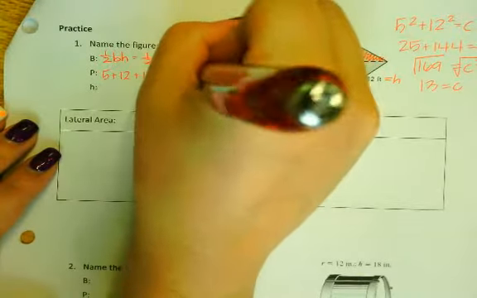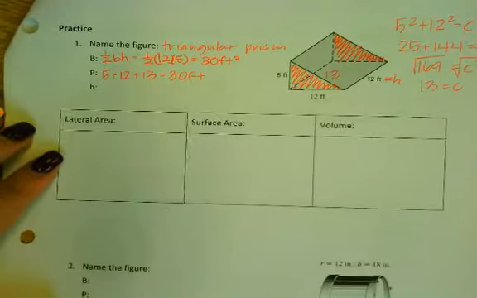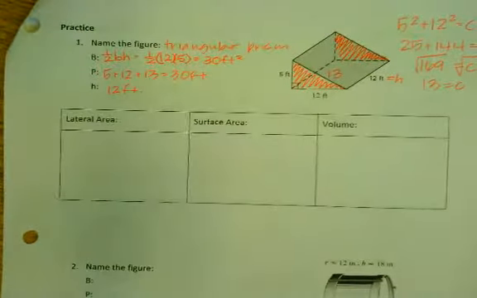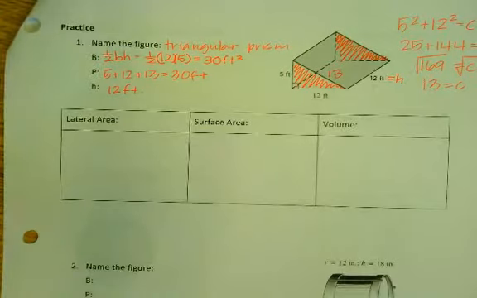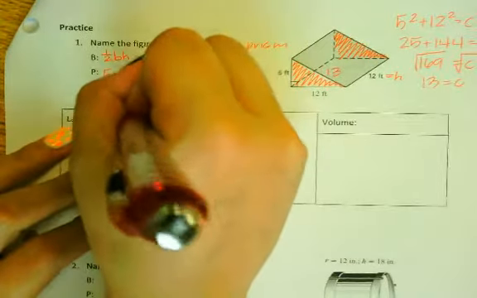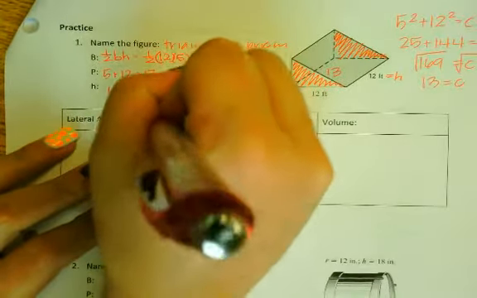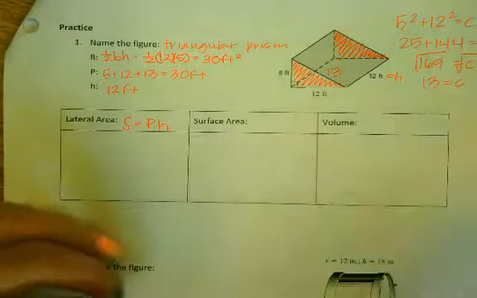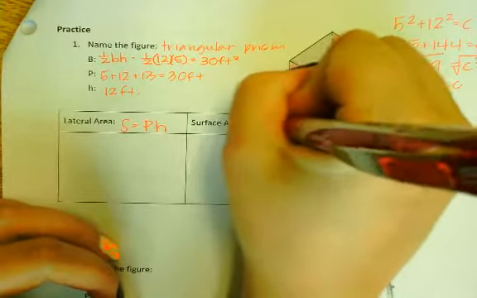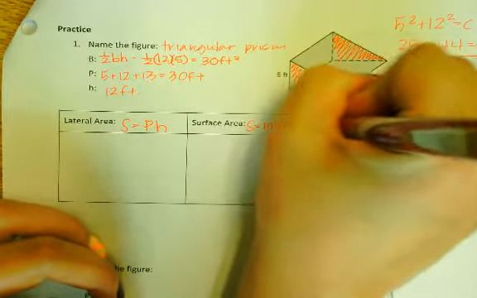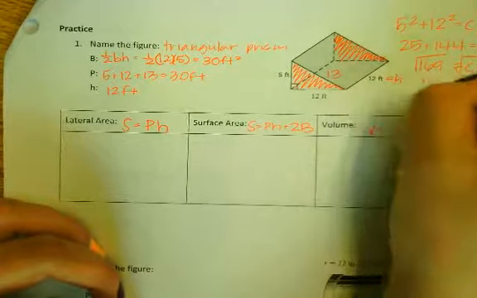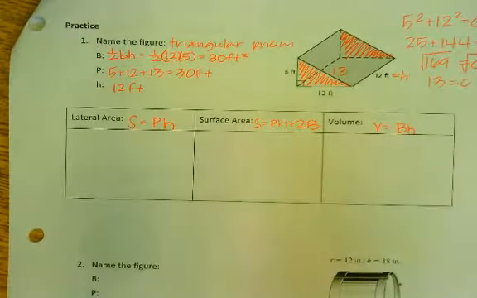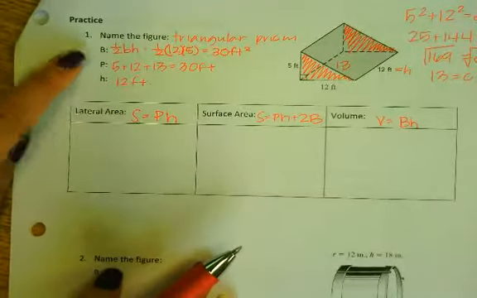And our height is what? Very good. Okay, looking at your purple sheet, what is our formula for lateral area? PH. What is the surface area formula? PH plus 2B. And what is the volume formula? BH. Okay, so now I'm just substituting in. I've already found P, B, and H. Now I just need to put them in place.